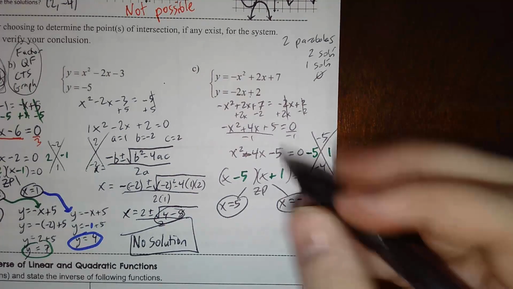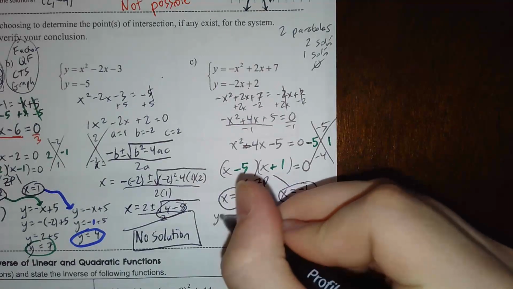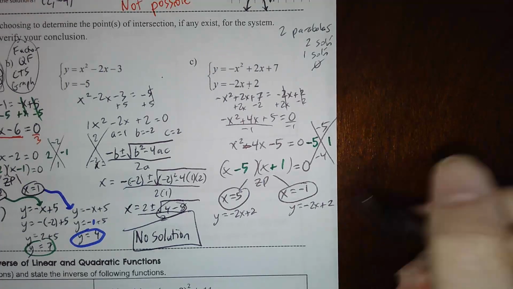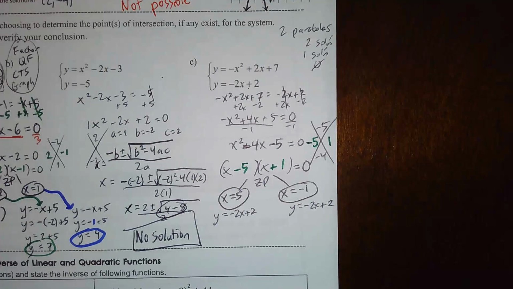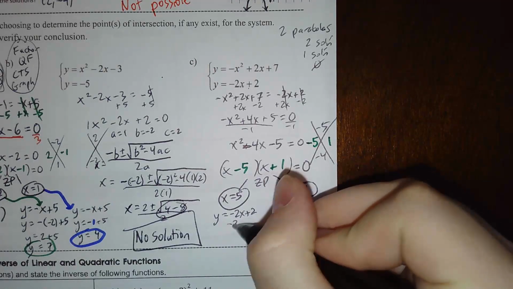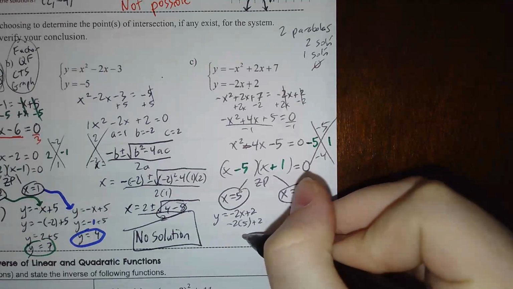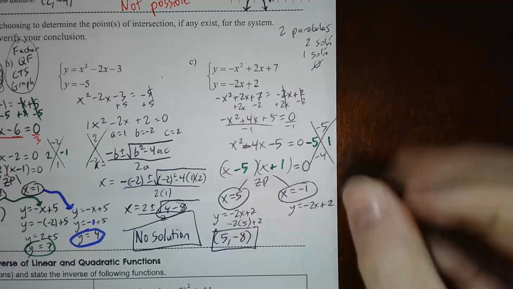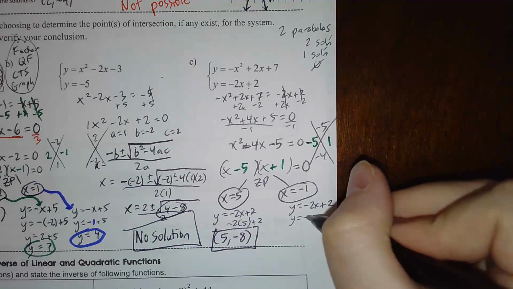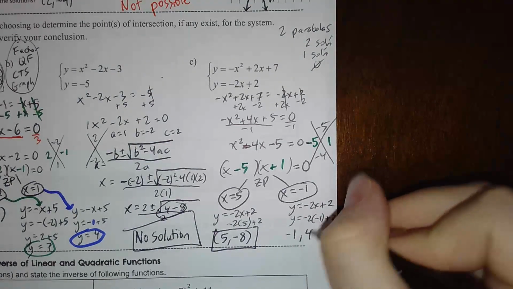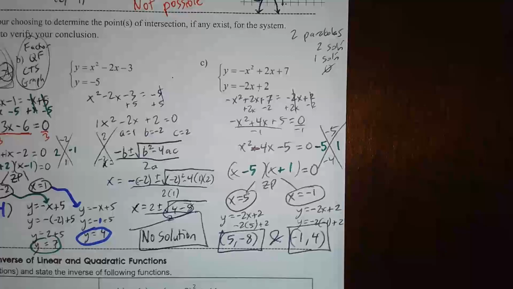So if I now plug in or substitute that number into the second equation, or the easiest equation, excuse me, I will get my two solutions. So if I plug in 5, I will get -8. So 5 comma -8 is our first solution. And if I plug in -1, I will get 4. So -1 comma 4 is our second solution.